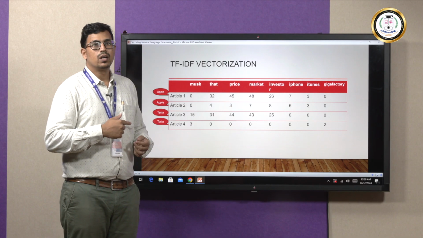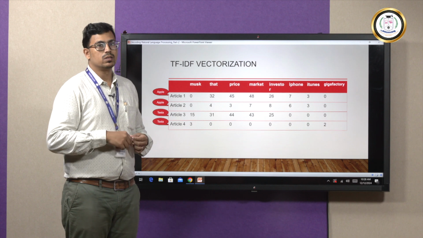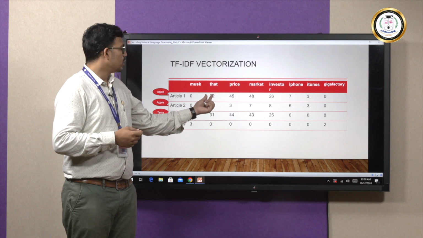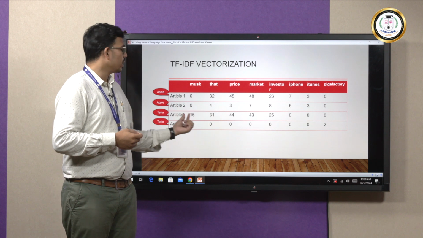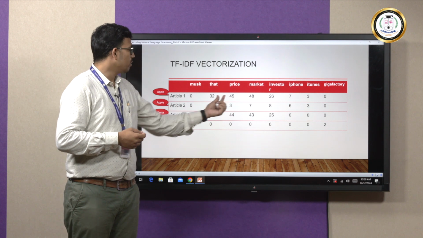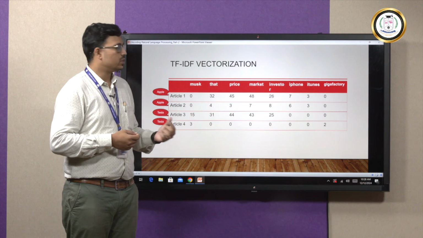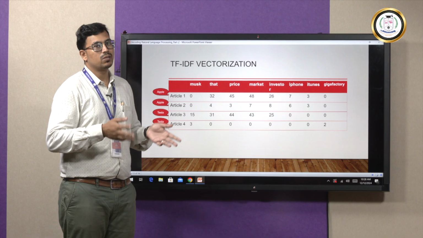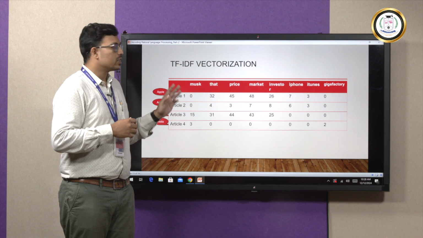So these tokens confuse the machine, especially if you see that "that" has come 32 times in article 1 and 31 times in article 3. Price has come 45 times and 44 times in article 3. So by this token alone, the machine can classify that article 1 and 3 are the same. But that is actually wrong, right?